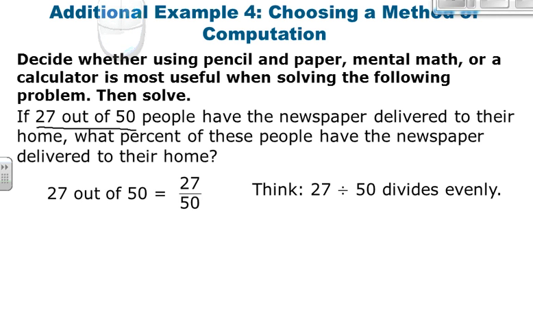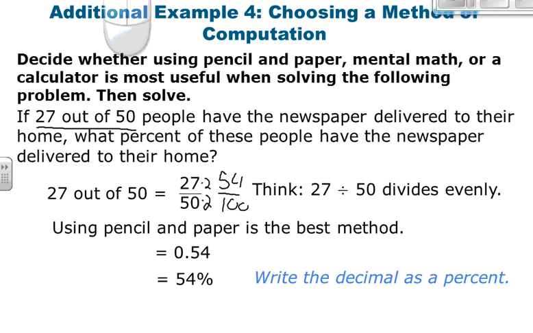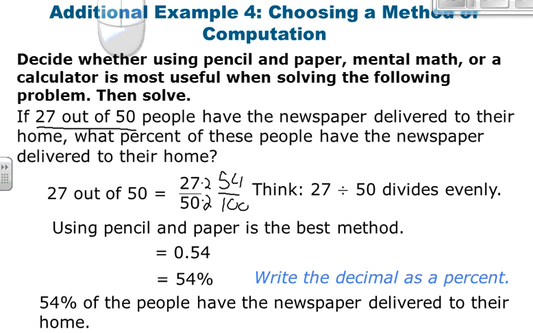We have our two different methods. We can simply turn it into a decimal and get 0.54. Or you can think, what would it take to get 50 to become 100? Well, I'd multiply by 2, and I'd do 27 times 2, which would also be 54. So my answer ends up being 54% because I moved my decimal over, or I did that other mental method. It's really up to you which way you go, but either way, you're going to get 54% as your answer. So 54% of the people have a newspaper at their home, and the counterpart of that is 46% don't.